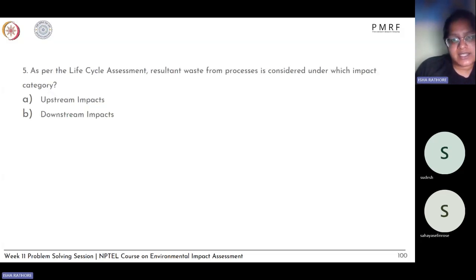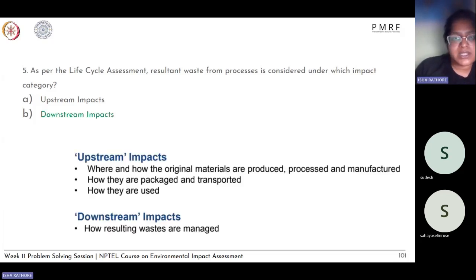As per the life cycle assessment, resultant waste from process is considered under which impact category? Is it A, upstream impacts, or B, downstream impacts? So, a question from the module on resource efficiency. Okay, we have an answer B. So B is the correct answer.